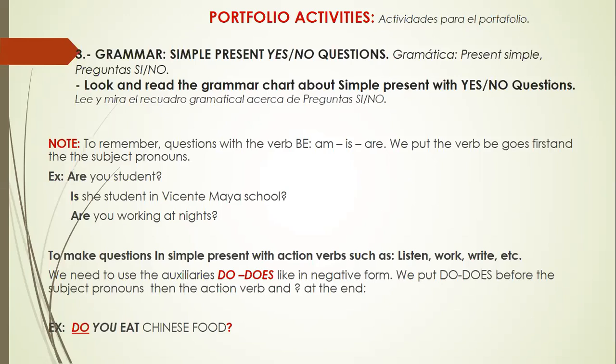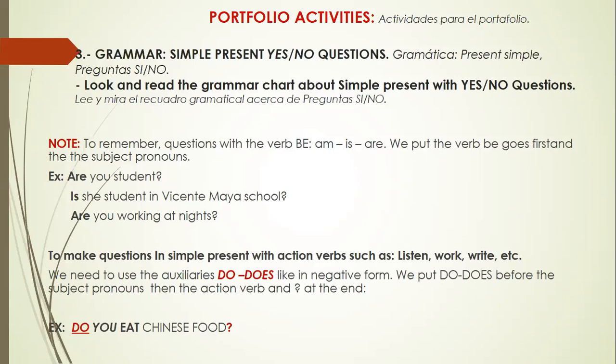Okay, are you a student? Yes. Is she a student in Vicente Maya School? ¿Es ella estudiante en el colegio Vicente Maya? Si es estudiante, decimos yes, como los ejemplos que hemos hecho anteriormente con el verbo to be. Y si no, no, ¿ok? Are you working at night? ¿Estás trabajando en las noches?